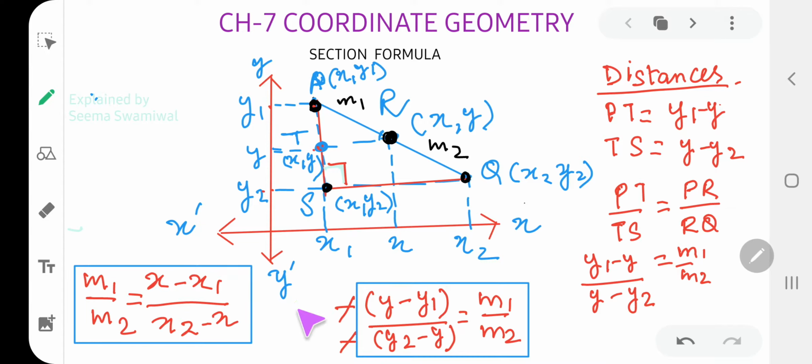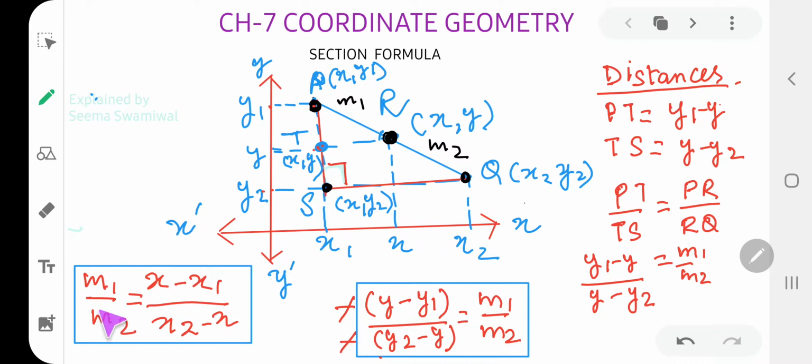Or simply to remember it, I can say: we will start with y and end with y, and along with it we will write y1 and below it y2. And when you are calculating the ratio, you have to put a minus sign in between. Start with y, end with y, y1 and y2, and in between you will put a minus sign. Is that clear, children? This is known as the section formula to find the ratio in which this line segment is divided by the point R.